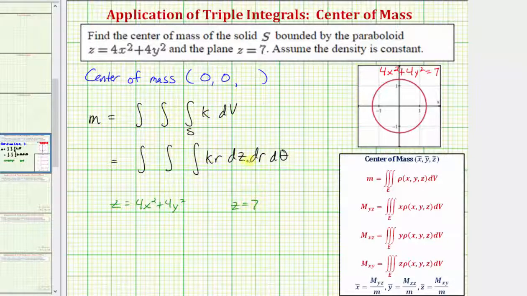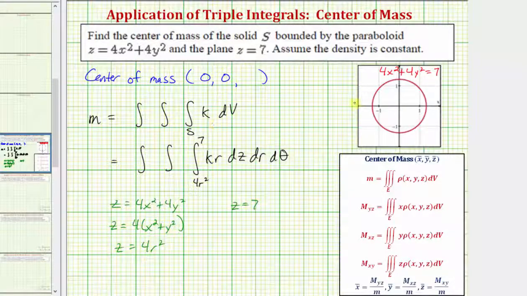But we need to write z as a function of r and theta, so let's go ahead and factor this equation here. We'd have 4 times the quantity x squared plus y squared. X squared plus y squared is equal to r squared. So we have z equals 4r squared, which is the lower limit of integration with respect to z, and z equals 7 is the upper limit of integration. So with respect to z, we integrate from 4r squared to 7.